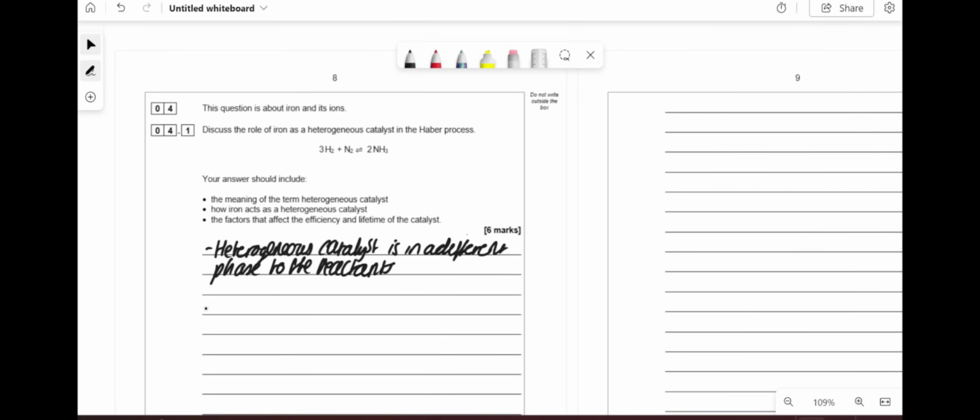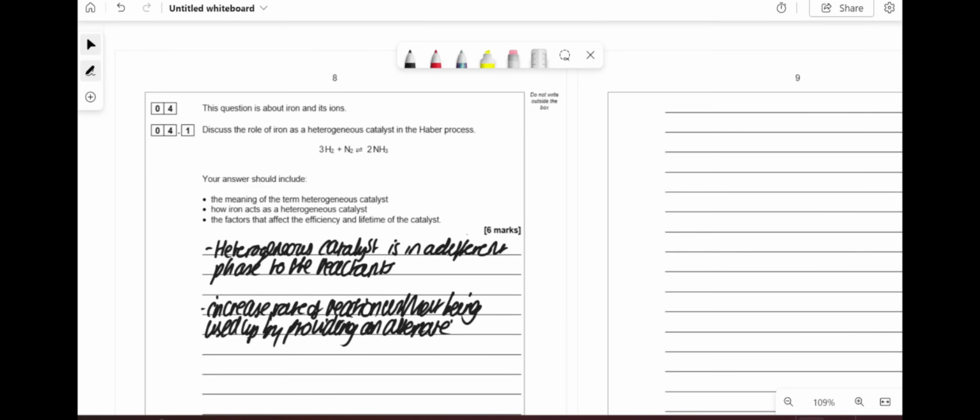And how do catalysts work? What they do is they increase the rate of reaction without being used up by providing an alternate reaction pathway.